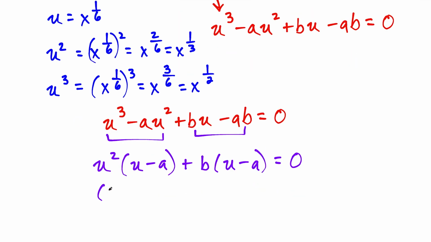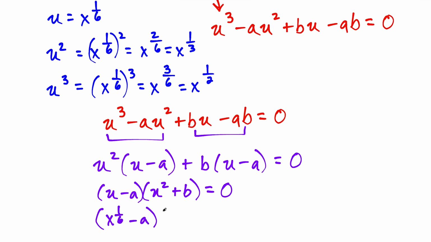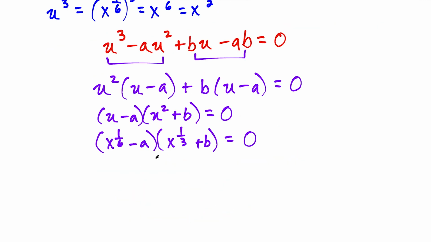So now we can factor out u minus a, and we're left with u squared plus b is equal to 0. And now at this step, what we could do is plug back in for x. So we have u is equal to x to the 1/6, and then we have minus a, and then u squared is equal to x to the 1/3, and then we have plus b, and all of this is equal to 0. So now we could set each factor equal to 0. We have x to the 1/6 minus a is equal to 0, and we have x to the 1/3 plus b is equal to 0.